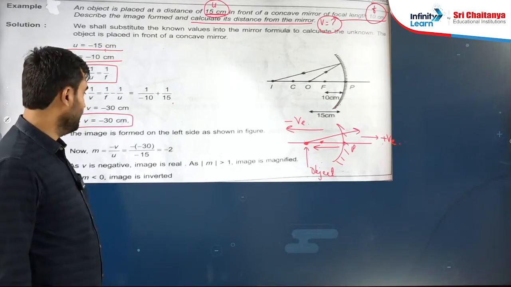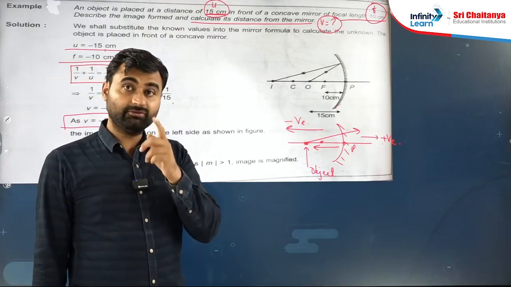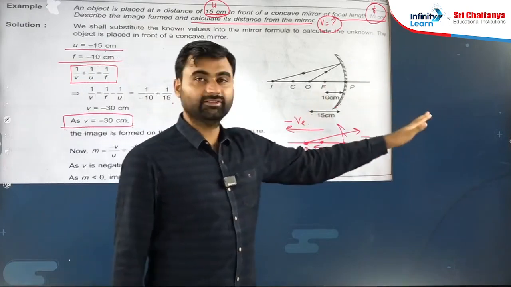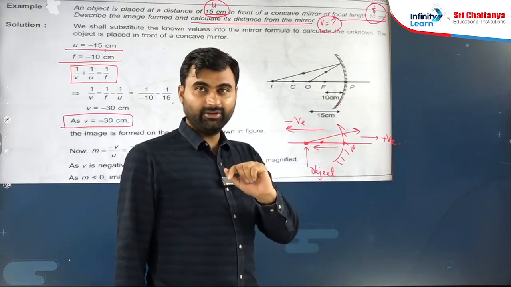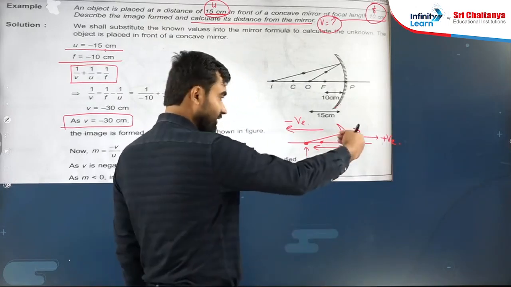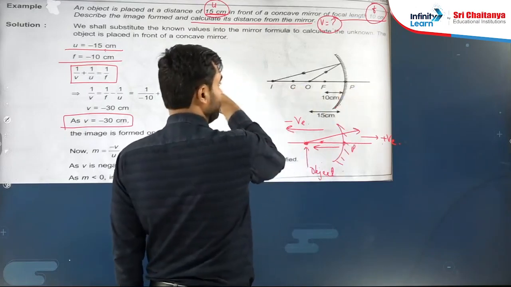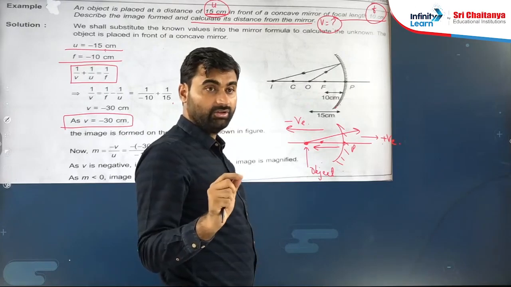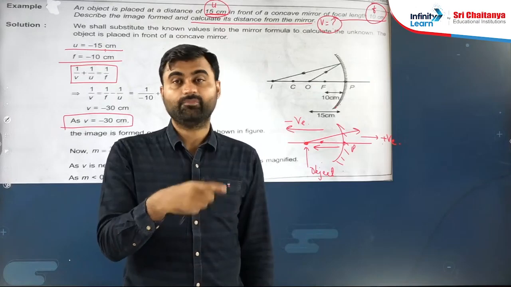-30. Now understand this point. If anyone asks which side this image forms, this side or this side, V is negative, right? Image distance negative means this direction. So the image will form this side. Is it clear?